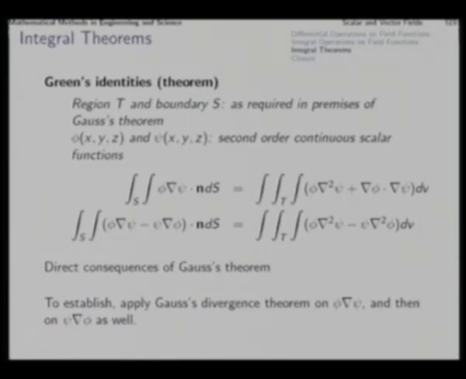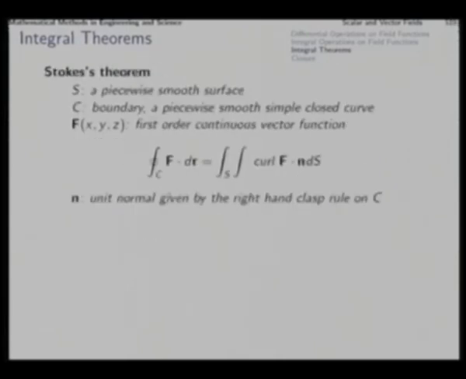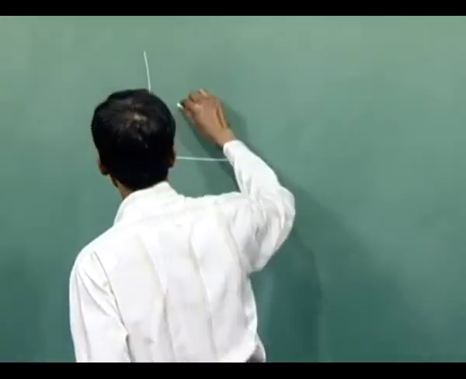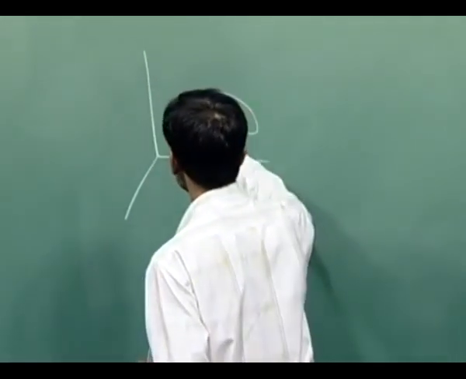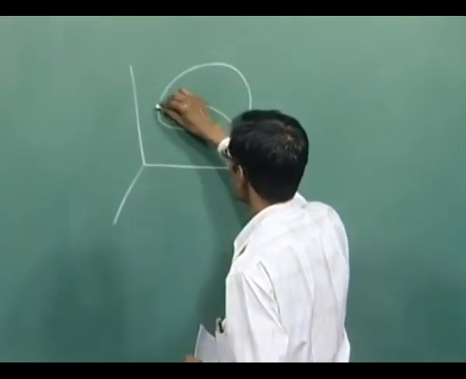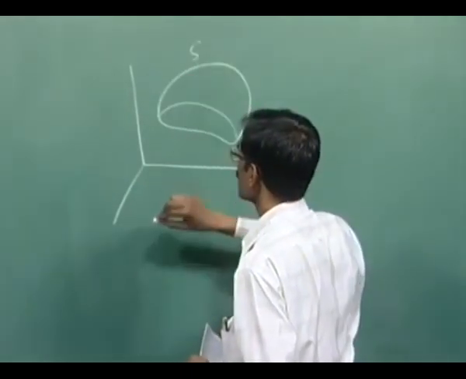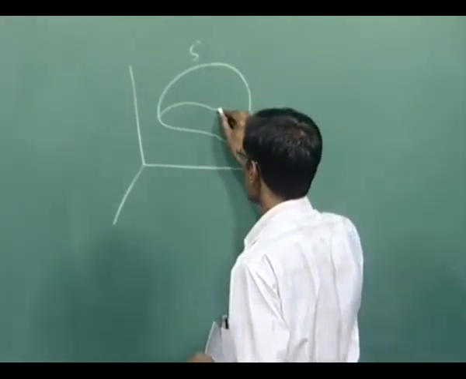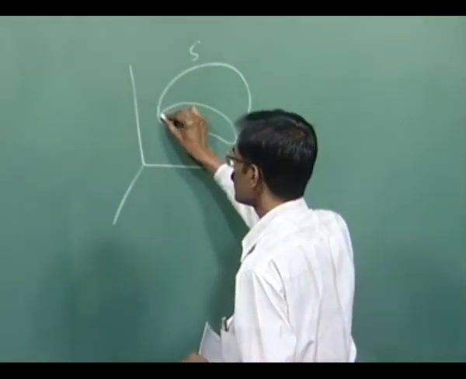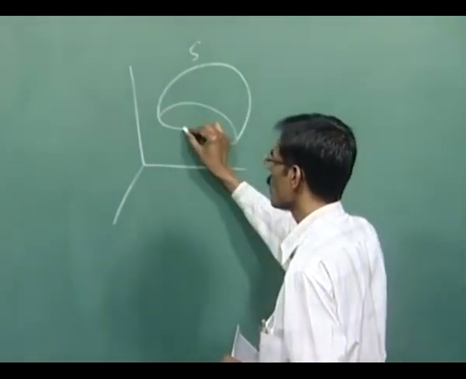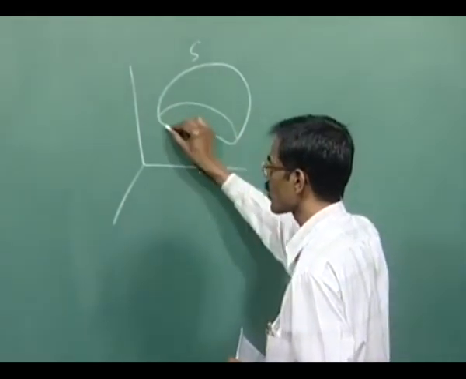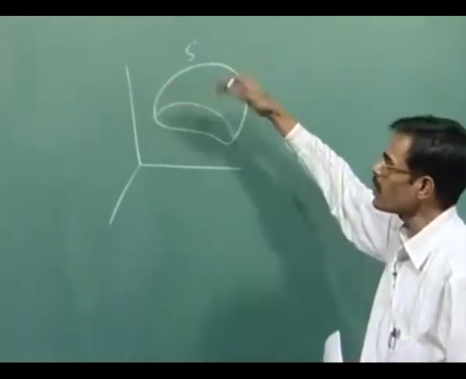The third important theorem of vector calculus is the Stokes theorem. That makes reference to not a closed surface but an open surface. So, suppose this is an open surface S and this is the boundary of the open surface. Now, note that with this same boundary of the open surface, the boundary being a closed curve, you can have many different surfaces.